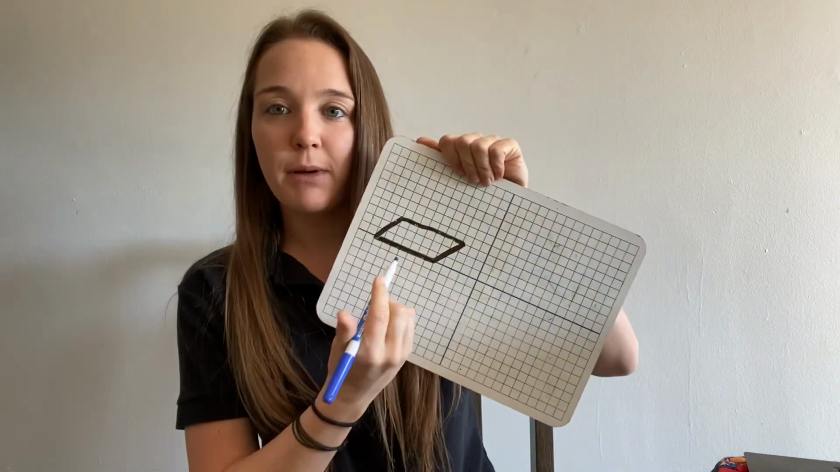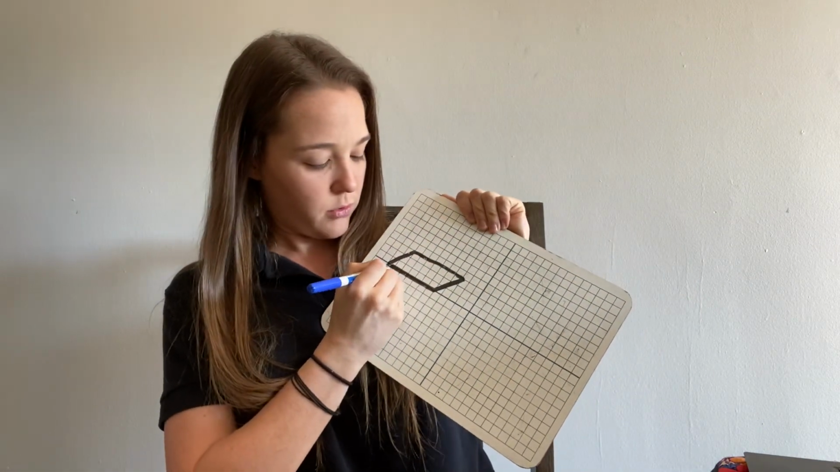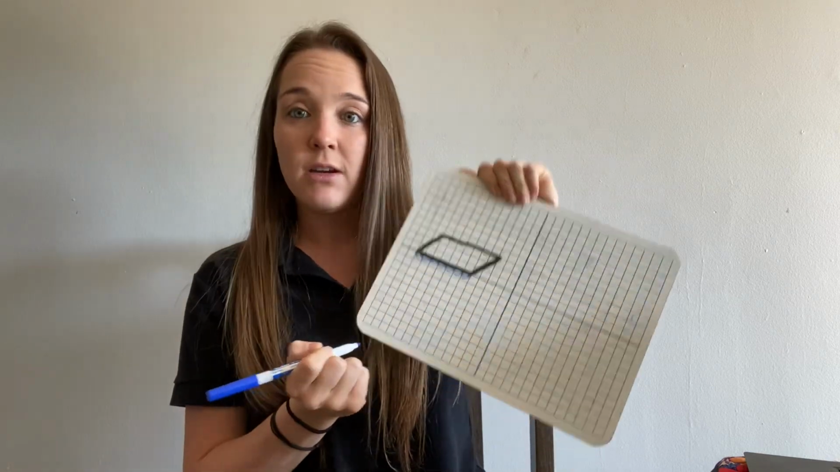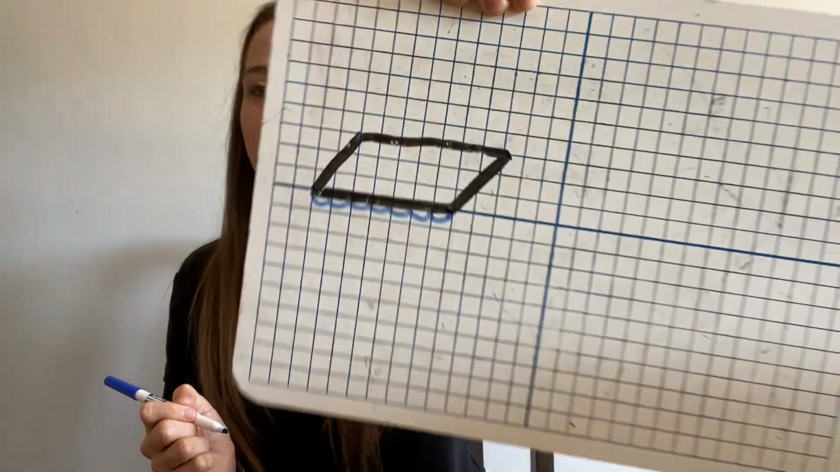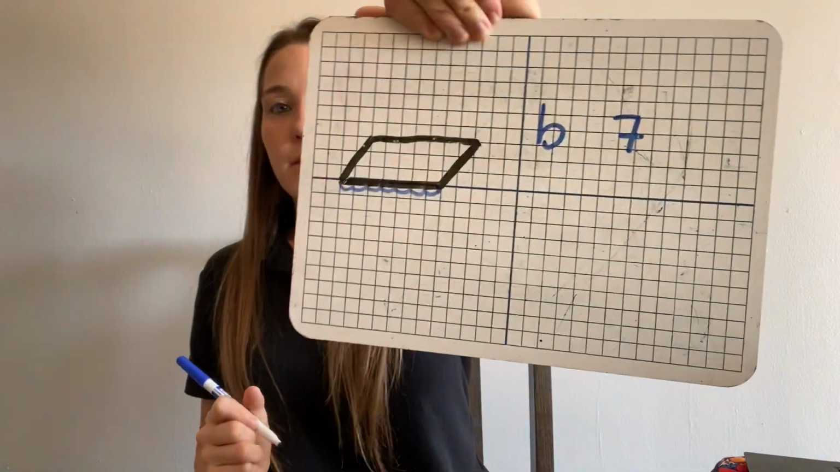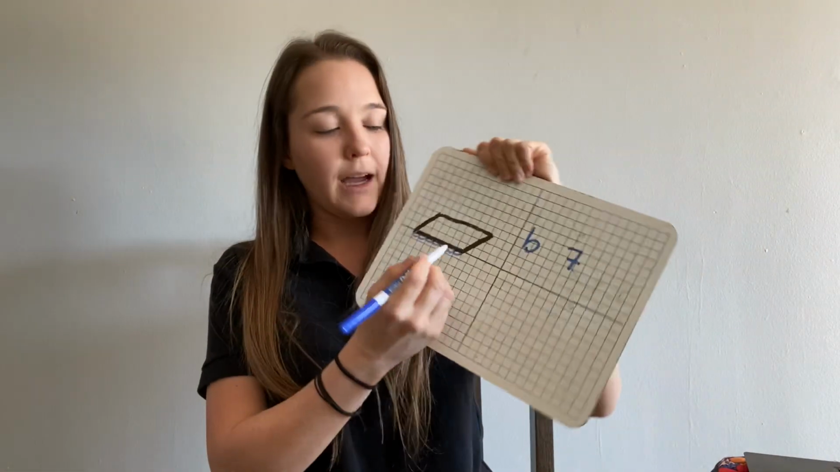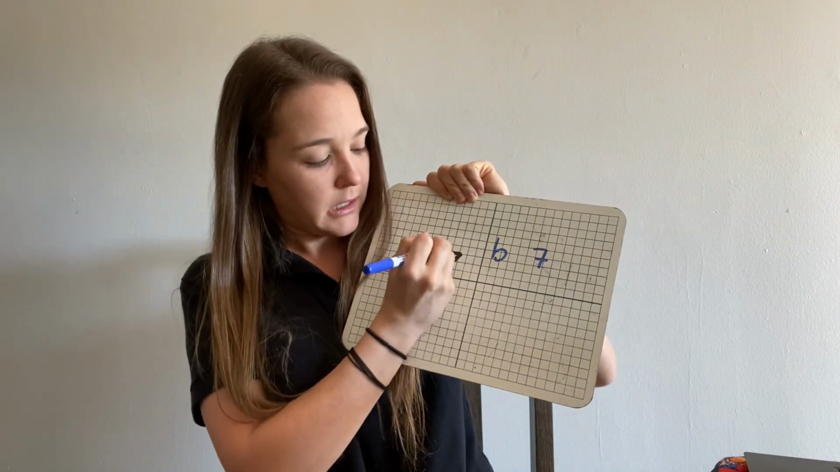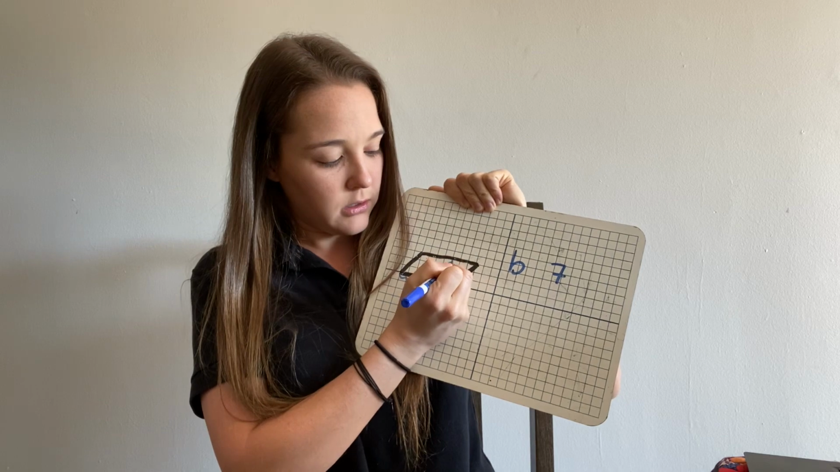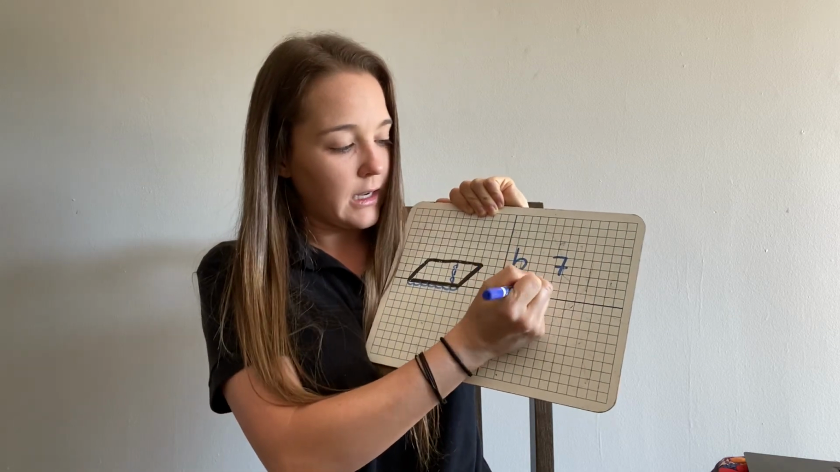We're going to start off just by counting this out. So we're going to go 1, 2, 3, 4, 5, 6, 7. That means that the base is taking up 7 units. And we are going to count the height. Now, again, we have to count the perpendicular height. So we're going to draw a little line in there. We know that it's taking up 1, 2, 3 units. Our height is 3.